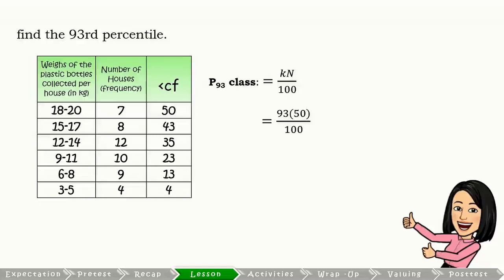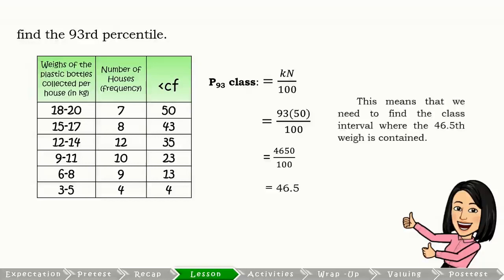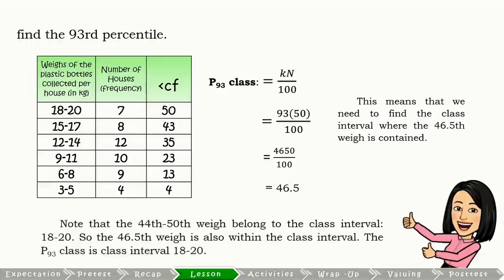Substitute the values of k and n. That will become 93 times 50 divided by 100. 93 times 50 is equal to 4,650. 4,650 divided by 100 is 46.5. This means that we need to find the class interval where the 46.5th way is contained. Note that the 44th to 50th way belong to the class interval 18 to 20. So the 46.5th way is also within the class interval. The P sub 93 class is class interval 18 to 20.